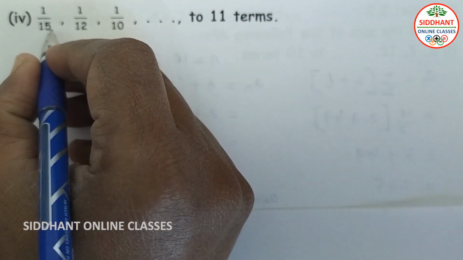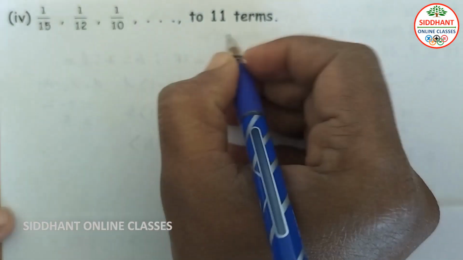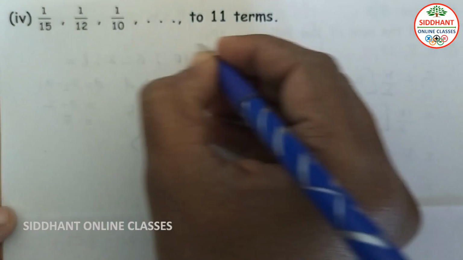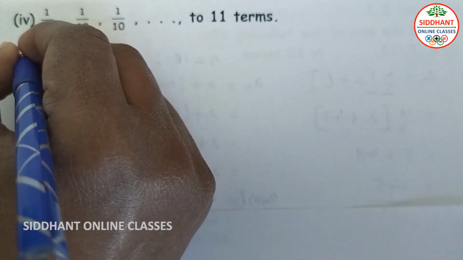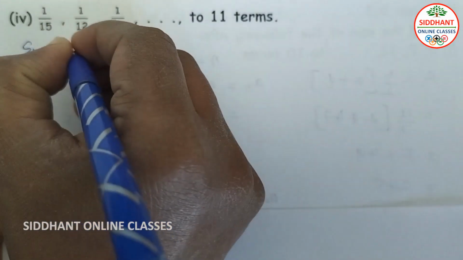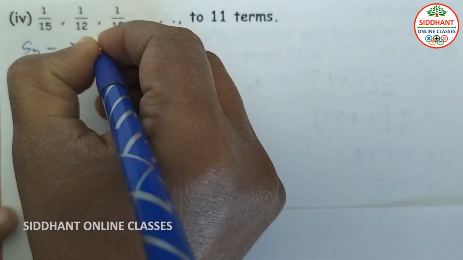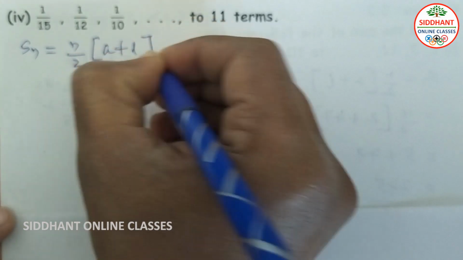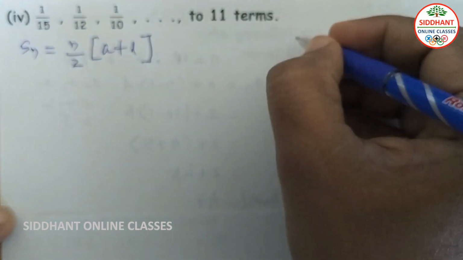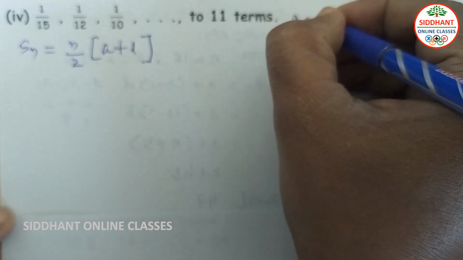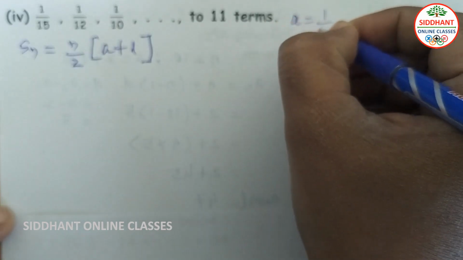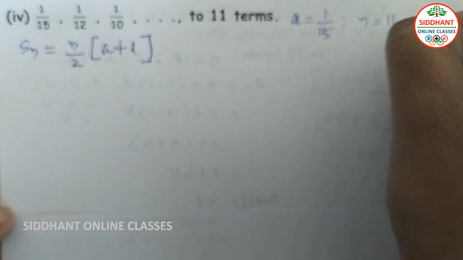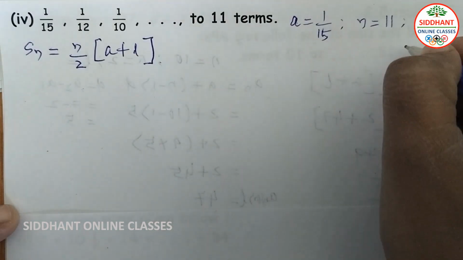Question number 4: 1 by 15, 1 by 12, 1 by 10, up to 11 terms. Now we are going to find the sum here. We know the sum of n numbers is equal to n by 2 into a plus L. The data given: the first number is 1 by 15, n is given as 11 terms, and D is also given here.